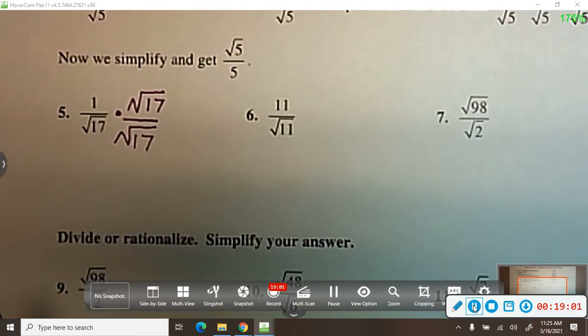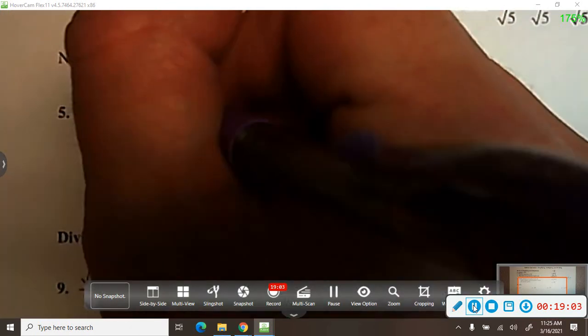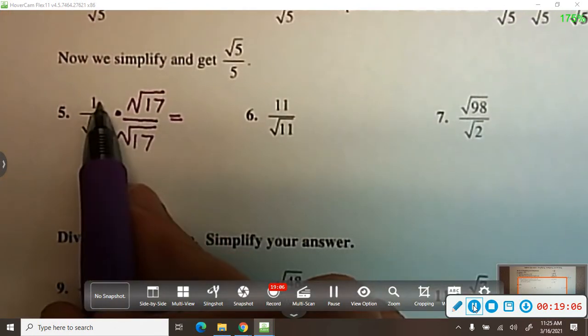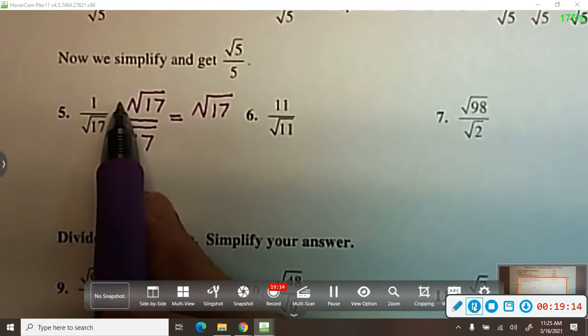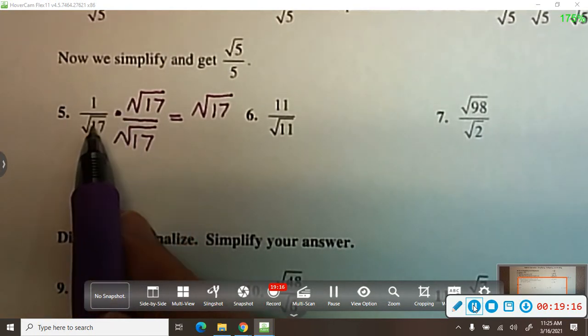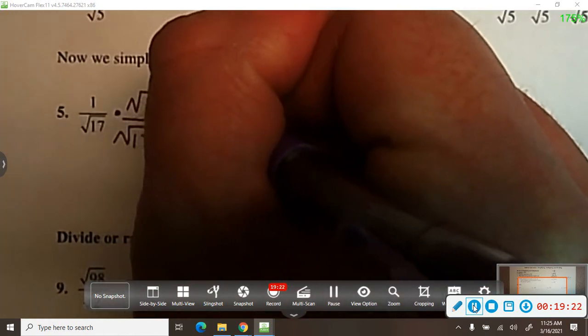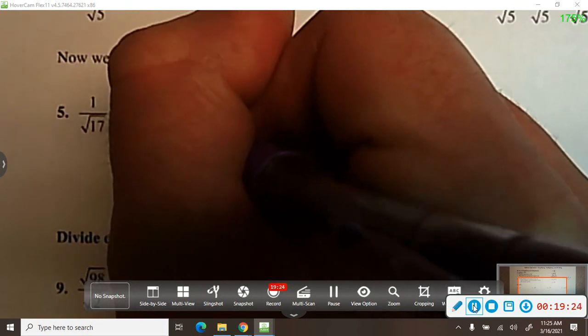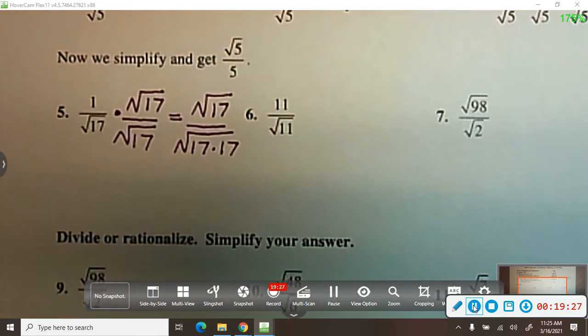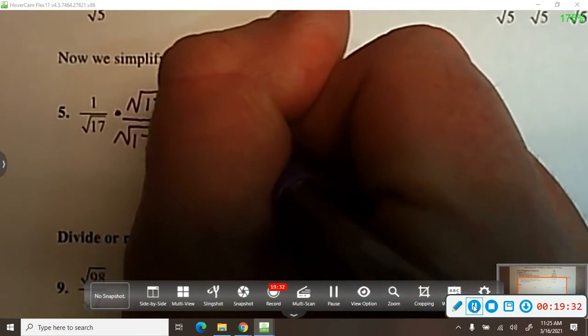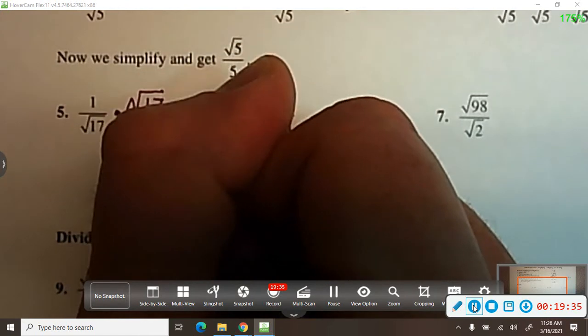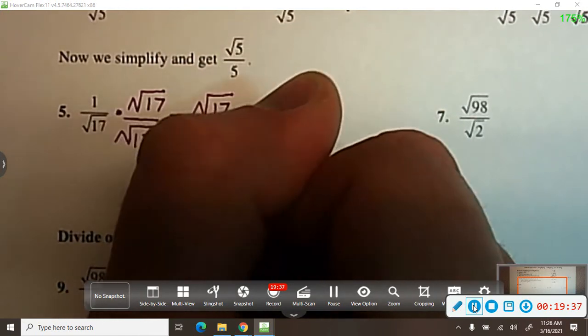Now, why would I do this? Well, you would get 1 times square root of 17, which is just square root of 17. You could put the 1 in front if you want. You don't have to. And this becomes square root of 17 times 17. Which now we have a pair of 17s. So this simplifies to square root of 17 divided by 17.